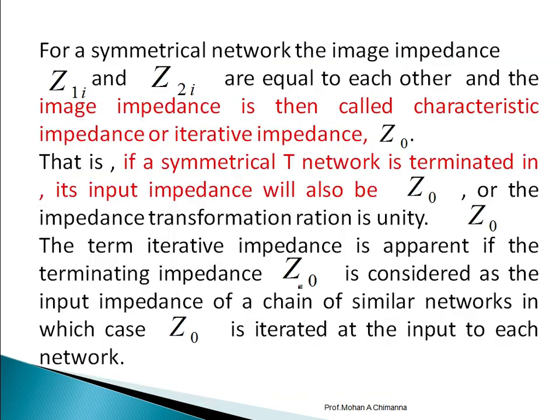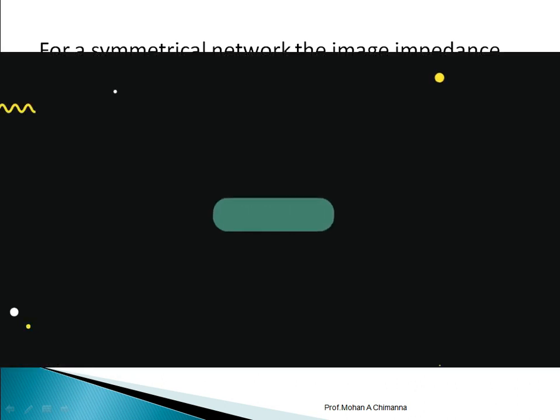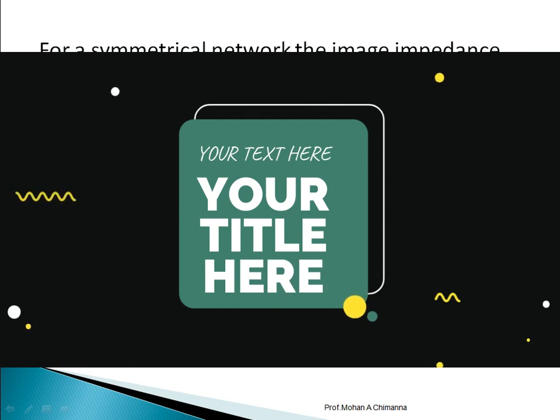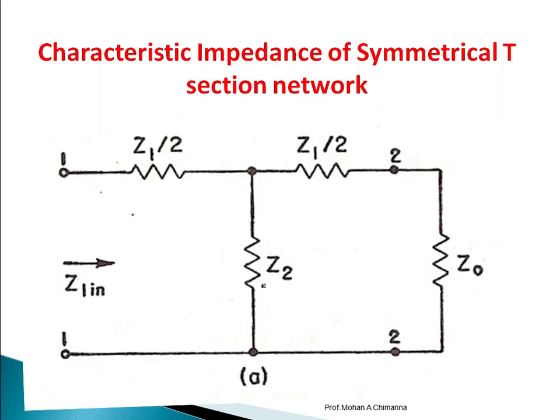Then for a symmetrical network, the image impedances Z1i and Z2i are equal to each other, and the image impedance is then called the characteristic impedance or iterative impedance. If the symmetrical T network is terminated in Z0, the input impedance is also Z0, so the transformation ratio is unity. So Z0, in terms of the iterative impedance, is apparent if the terminating impedance Z0 is considered as the input impedance. So in the chain of similar networks, the Z0 is iterated to each other.